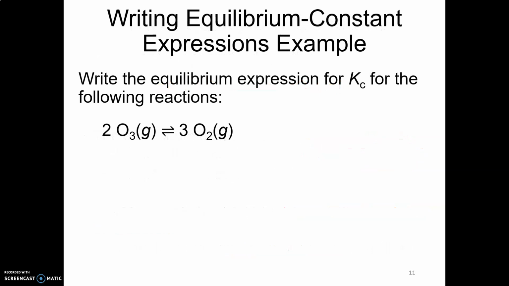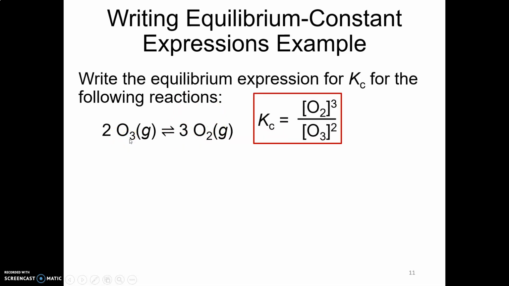So let's do a quick practice. All right. Now, I know these are gases, and I already mentioned Kp, but we haven't gotten there yet in the notes, so we're going to treat this as a Kc, okay? So Kc is equal to the concentration of O2, you don't have to write the phase, cubed, products, divided by reactants, concentration of O3 squared.